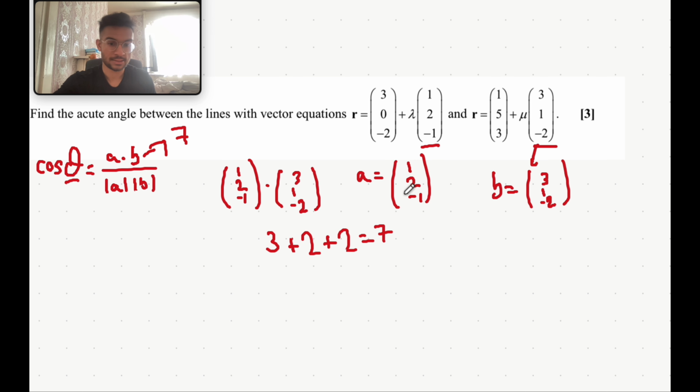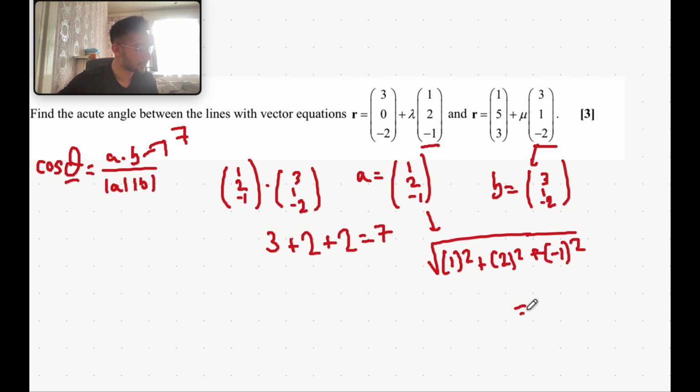The modulus of A is the modulus of this column vector here. So that's the square root, basically like Pythagoras in 3D. It's the i component all squared plus the j component all squared plus the k component all squared. I did that beforehand, and in exact form I just left it as root 6, so you're fine to do that. Similarly, we'll do the same thing for the modulus of B.